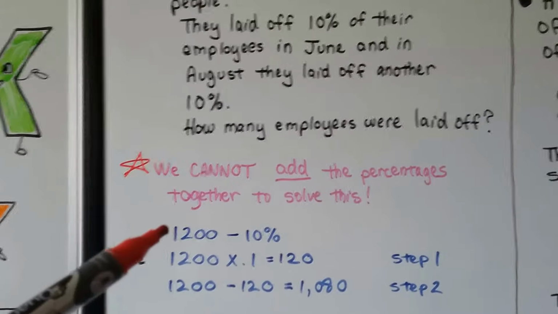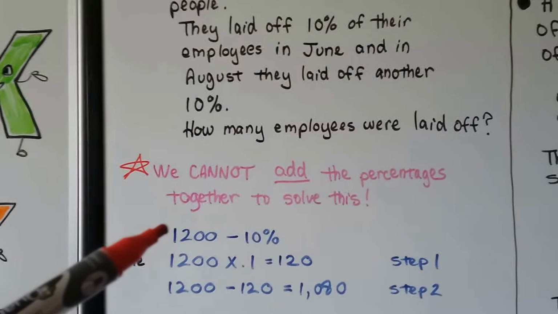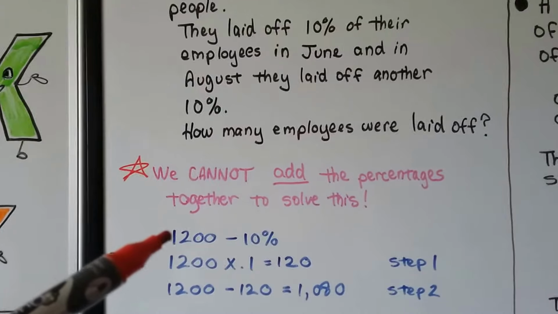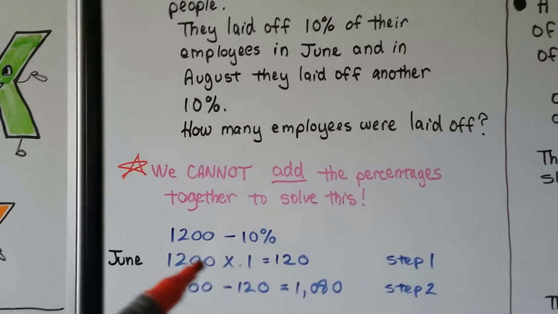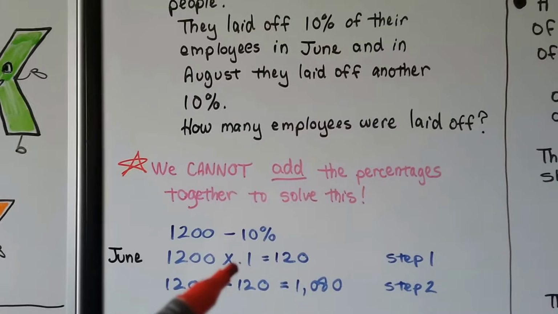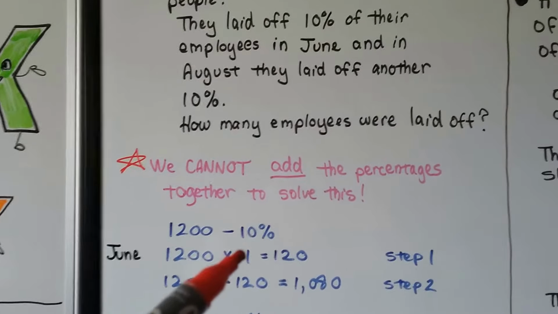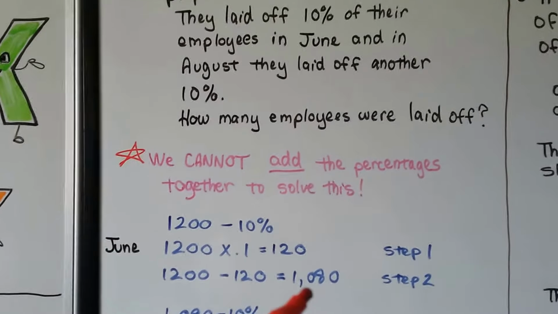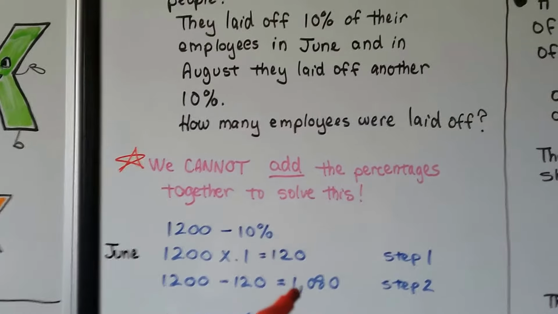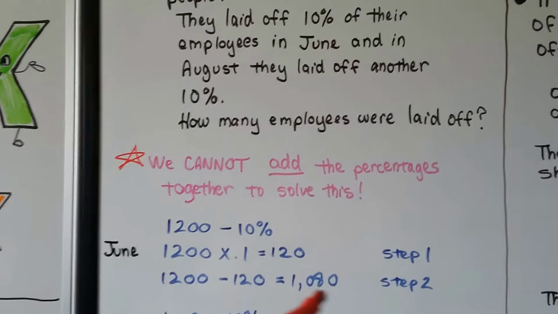In June, 10% of the people were laid off, so 10% of 1,200 is 120. See? We multiply this by 0.10 or 0.1 to find out what the 10% was. That's 120. We subtract that from the original 1,200. That means in June, there were 1,080 people still employed there.